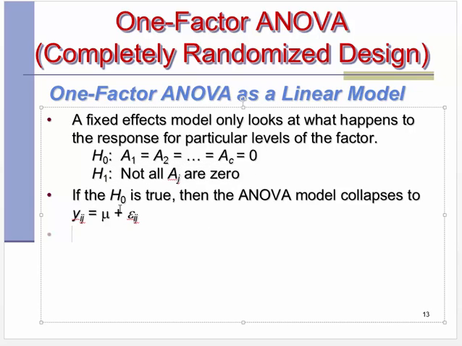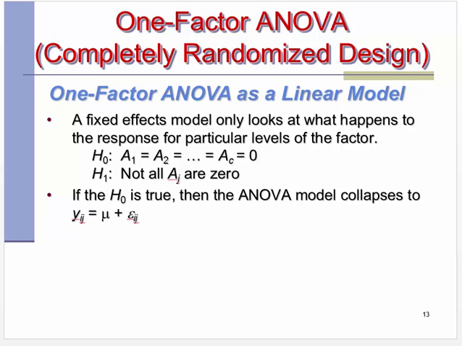So if H0 is true, then the ANOVA model collapses to y equals mu plus the error. So that is, the effect from the treatments is not there, non-existent. Okay.